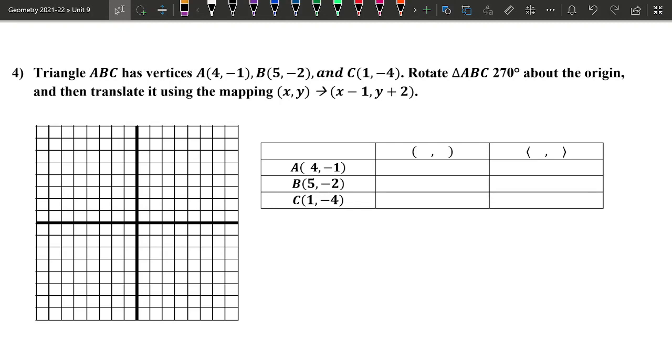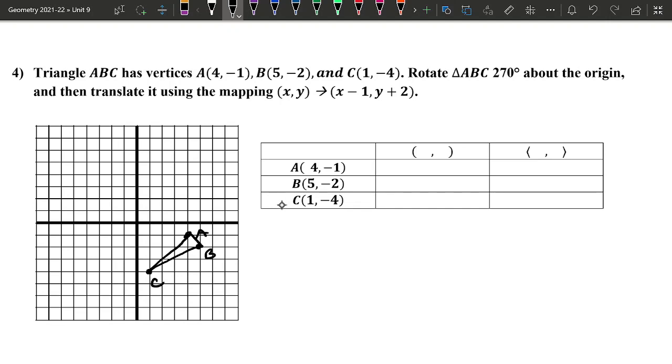A is at 4, -1. B is at 5, -2. C is at 1, -4. So 1, 2, 3, 4, down 1 is A. And then 5, -2. So that's one more, and then down one more. That's B. And then 1, -4 is C. I feel like this triangle makes for a better example.